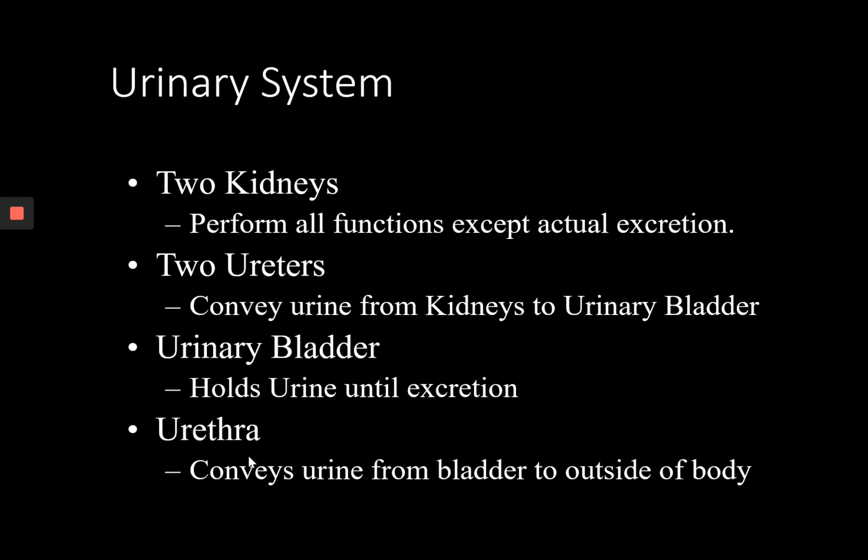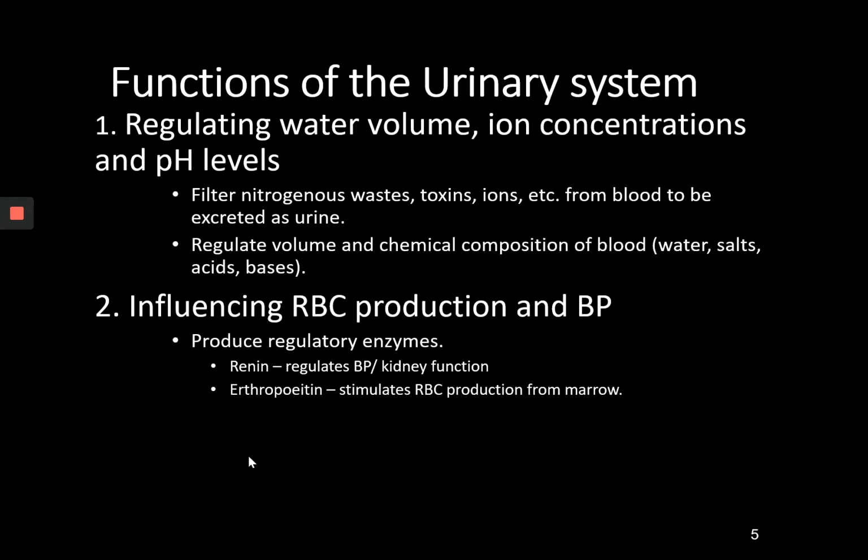The two ureters convey urine from the kidneys to the urinary bladder, so again, connect those two organs, and the urinary bladder is a temporary holding tank for urine until it's excreted. The urethra is able to convey urine from the bladder to the outside of the body, and again, you have one urethra, one urinary bladder, two ureters, and two kidneys.